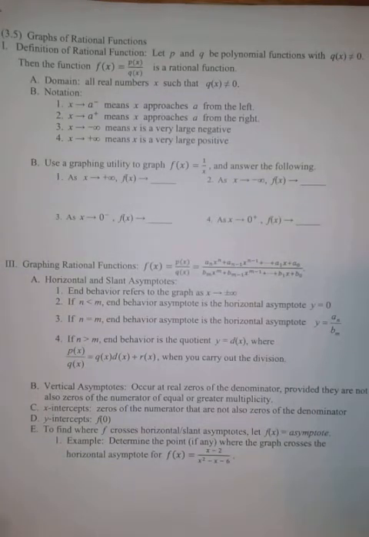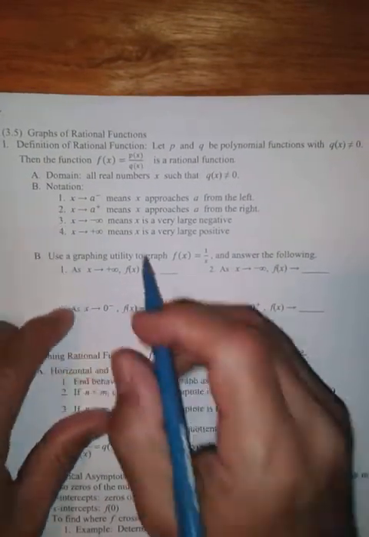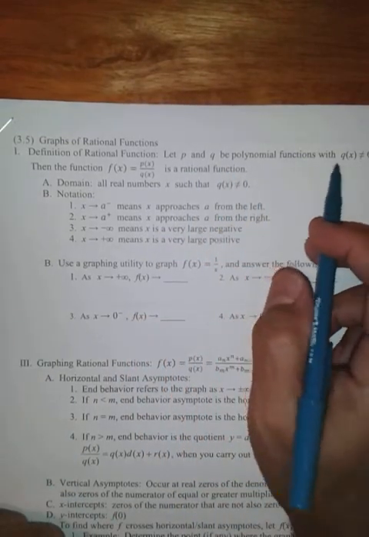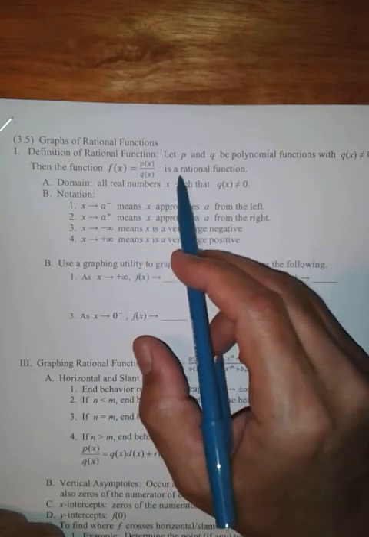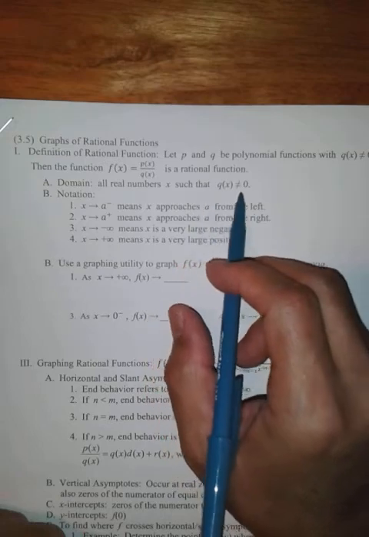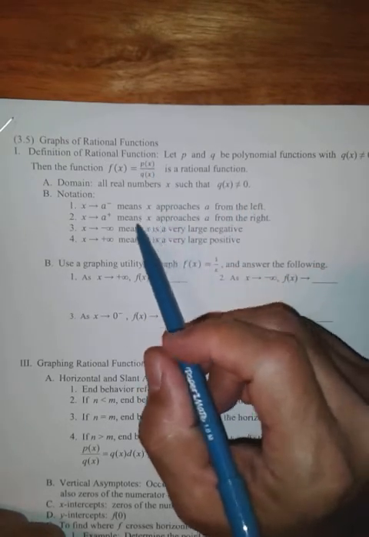All right, so this is section 3.5, graphs of rational functions. We'll start with the definition of a rational function. Let P and Q be polynomial functions with Q of x not equal to 0. Then the function f of x equals P of x over Q of x is a rational function. The domain is all real numbers x such that Q of x cannot be 0, and that's because you have a fraction, so you cannot have a denominator 0.